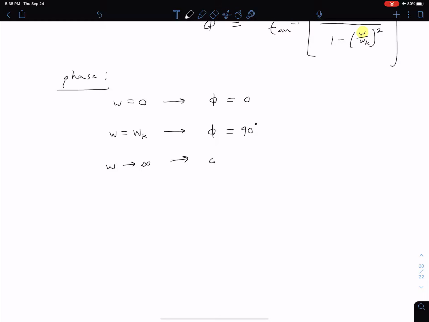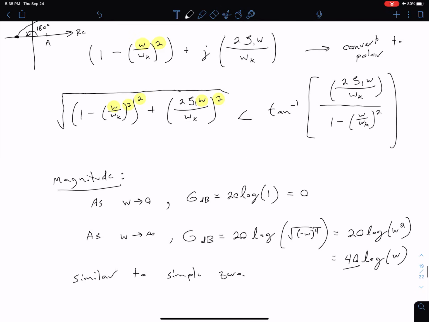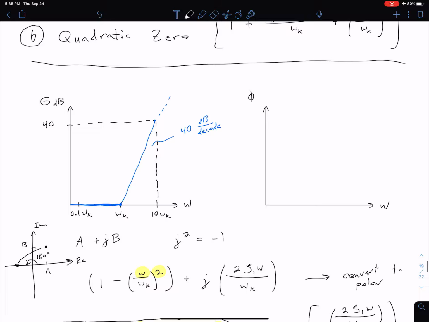So this corresponds to a phase of 180 degrees. Again, this is similar to what we saw for our simple zero, so we can do the same straight line approximation. Coming up here, let's mark our three key frequencies. Let's say we have our corner frequency omega k, 10 times omega k one decade up, and 0.1 omega k one decade down.